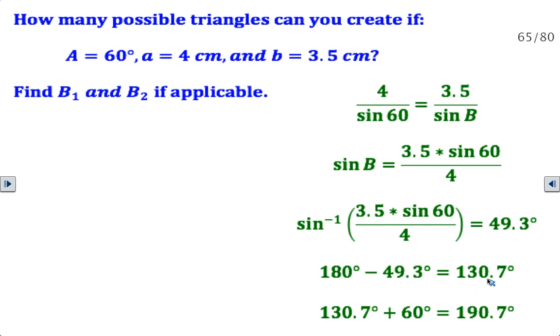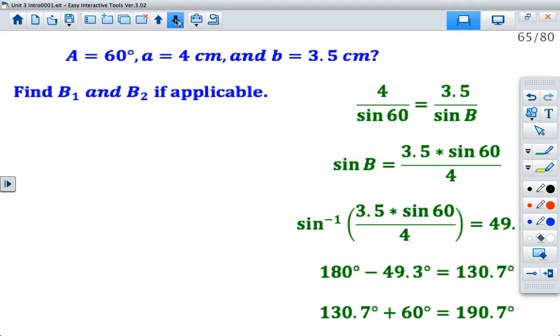Now to see if this will work, we're going to add it to our angle A up here. So 130 plus 60 is 190 degrees. So we know that this does not work. In this case, we only have one possible triangle.